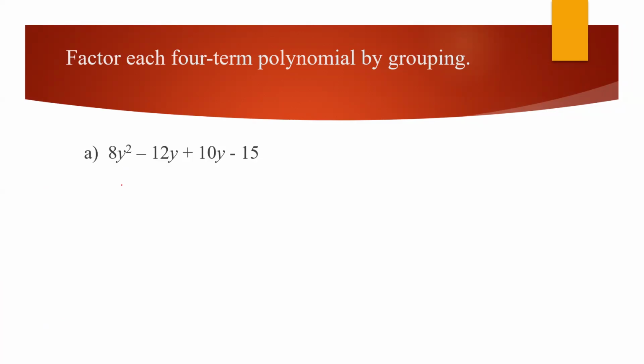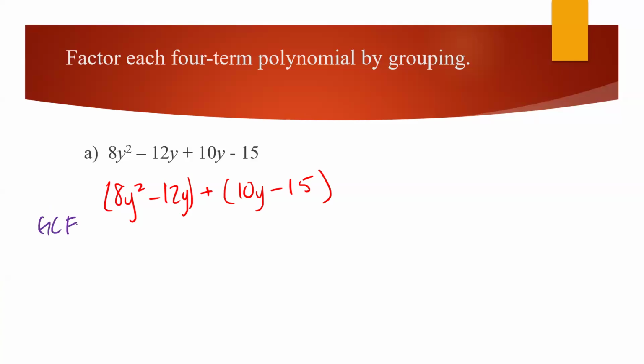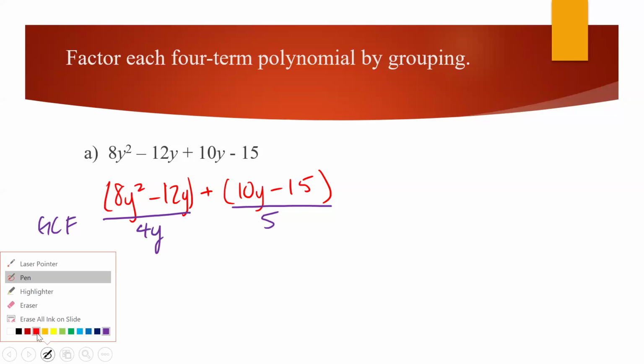We're going to factor by grouping. By grouping means you're going to combine the first 2 terms together and then the second 2 terms together. So my first pair of grouping is going to be 8y squared minus 12y plus 10y minus 15. Once you've grouped the terms together, you're then going to find the GCF of each group. So you're going to find the GCF of the first pair and the GCF of the second pair. What is the GCF of the first pair? 4y. Perfect. What is the GCF of the second pair? 5.